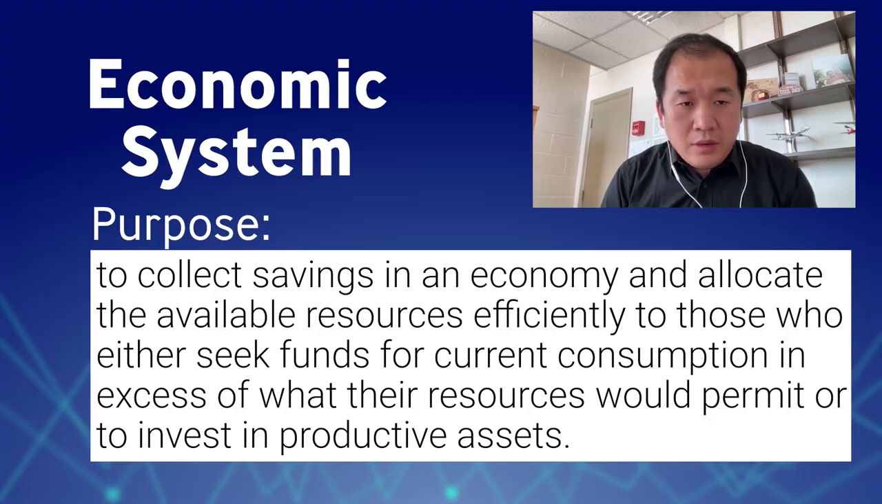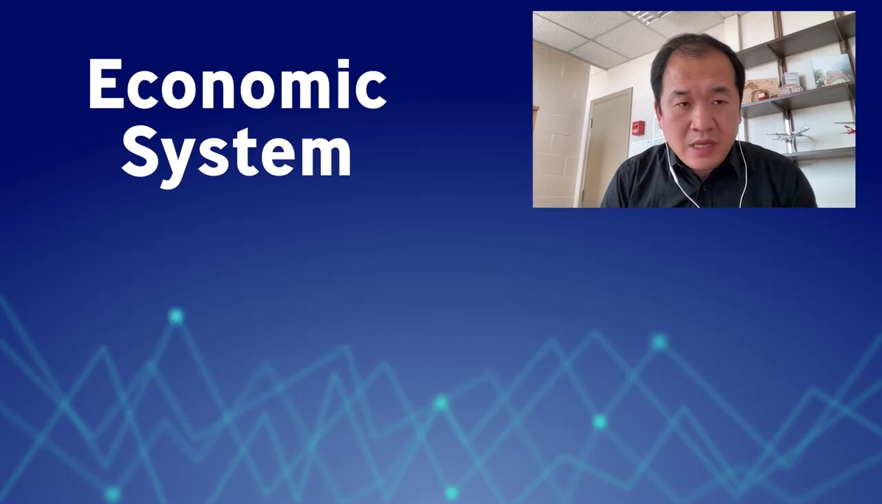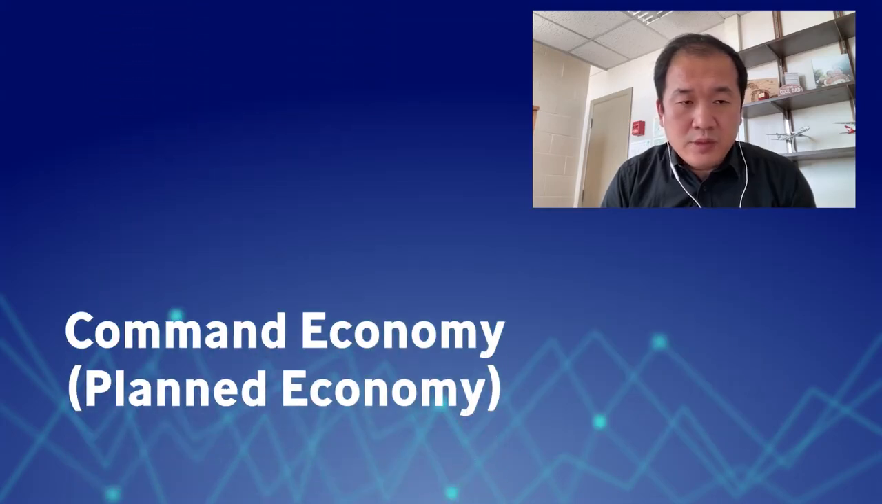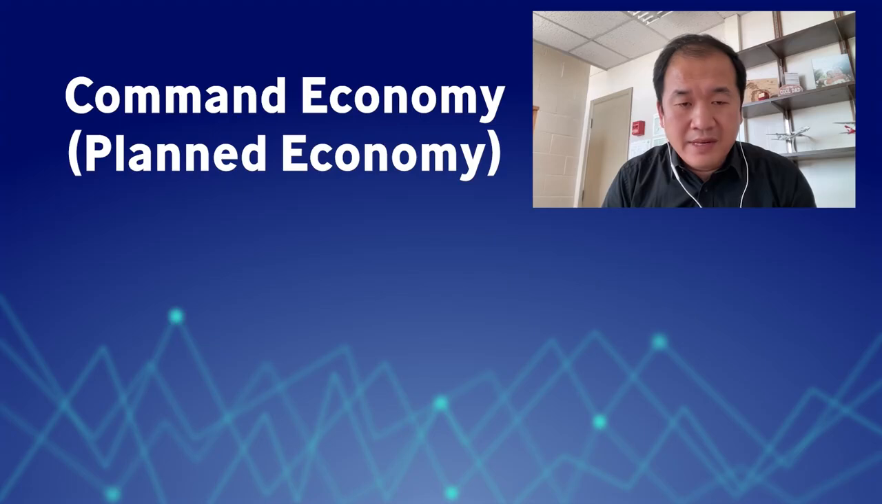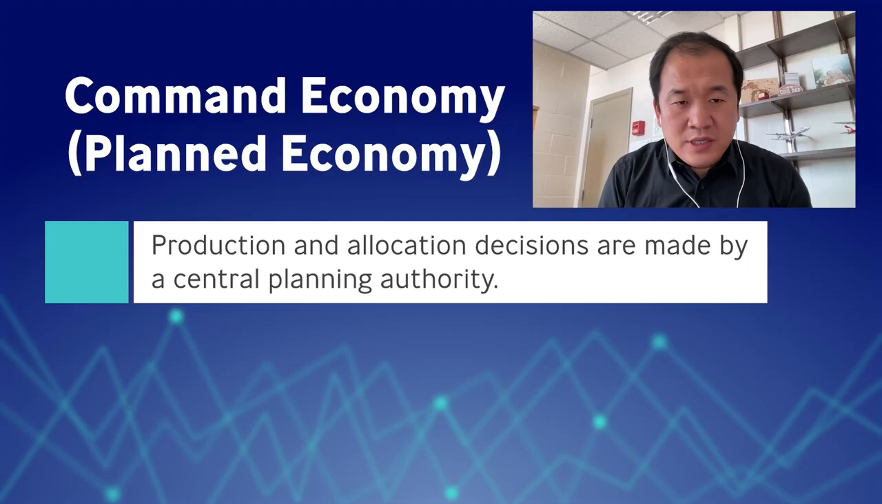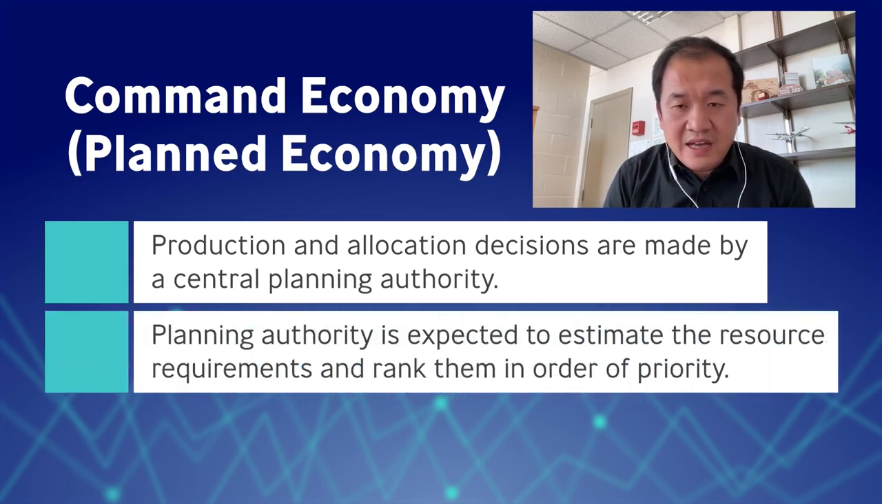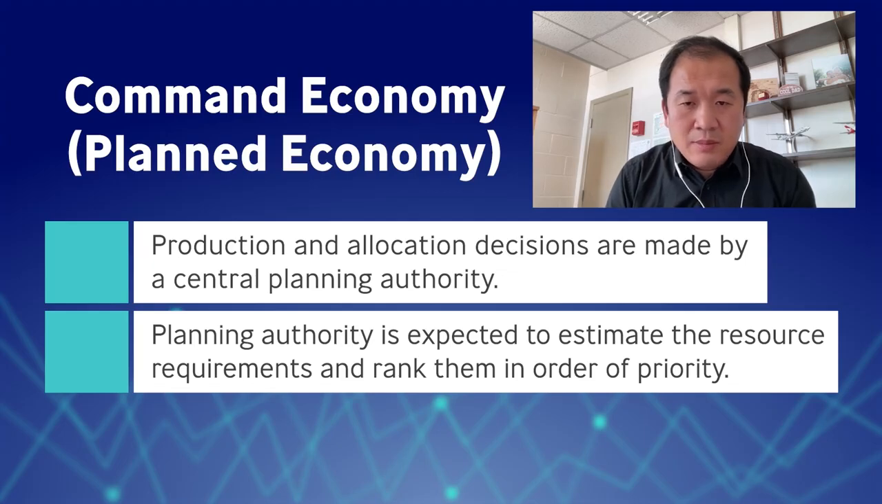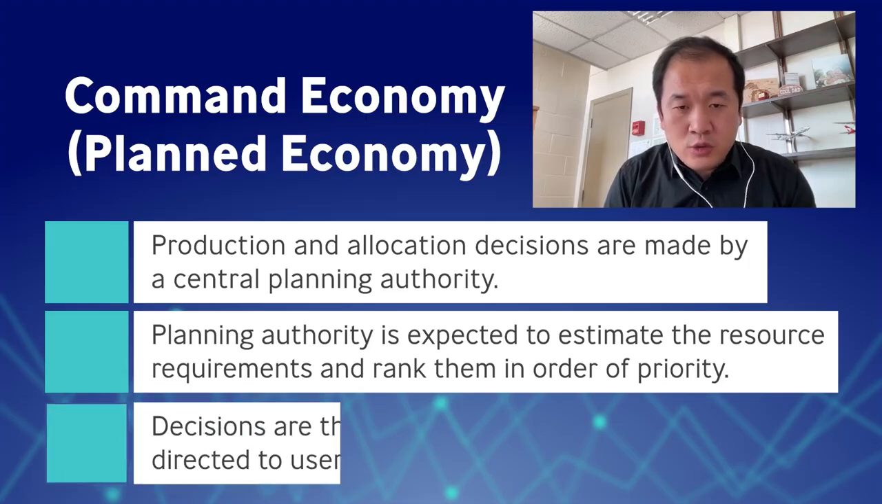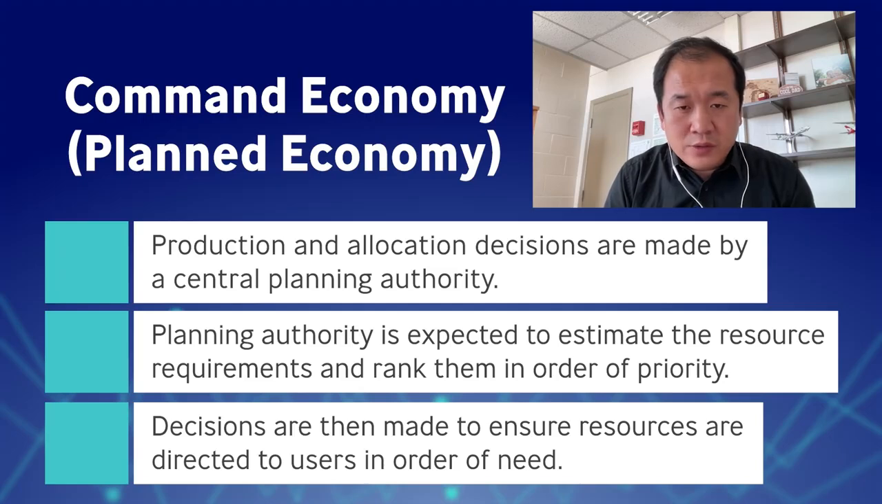In modern human history, there are two types of economic systems. The first one is called command economy, or planned economy. In the typical command economy, the production and allocation decisions are made by the central planning authority. The theory of planned economy is that the planning authority would have all necessary information about production and also consumption nationally, so they will make the decision centrally to help balance the allocation of resources.